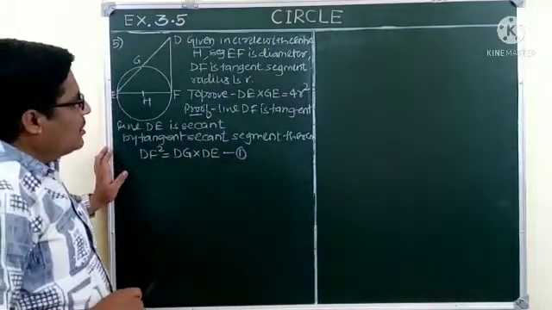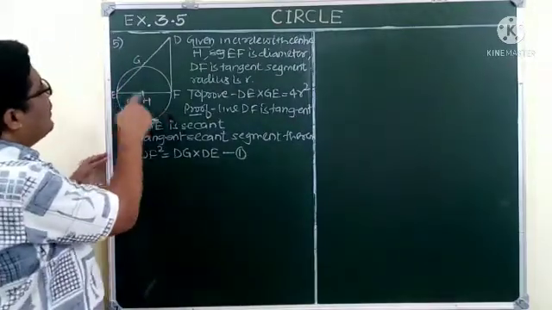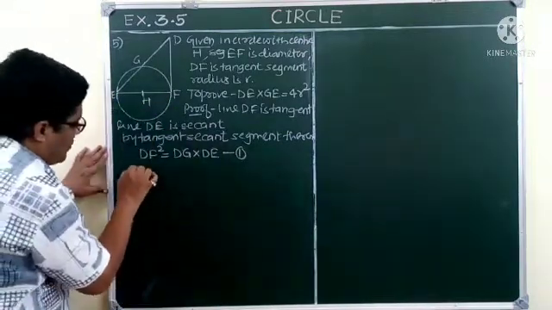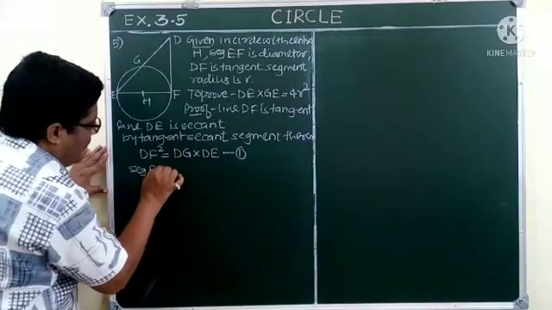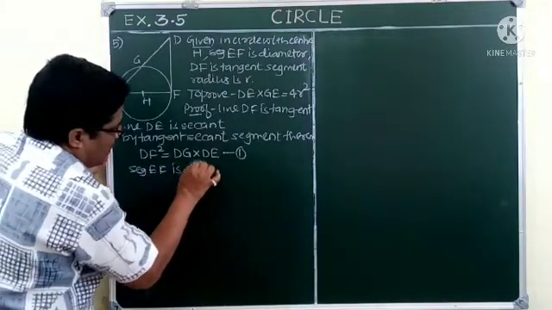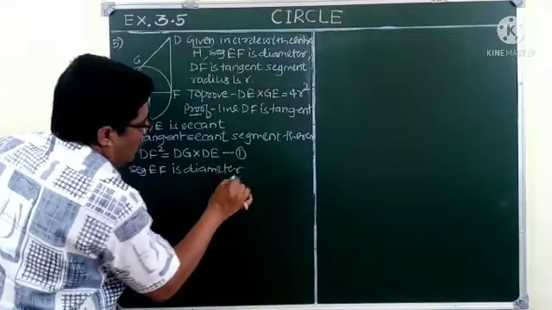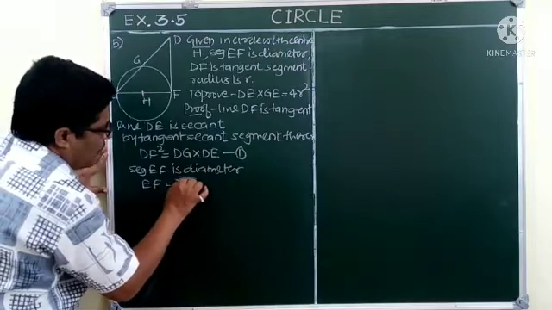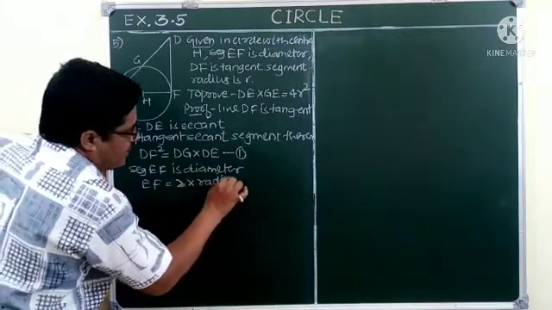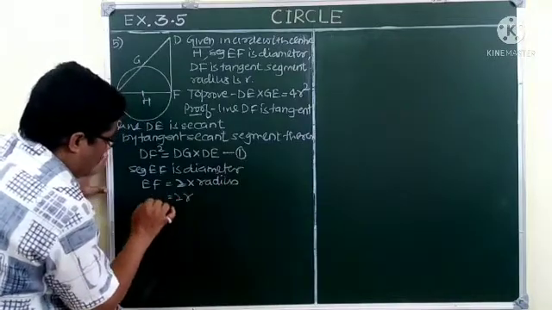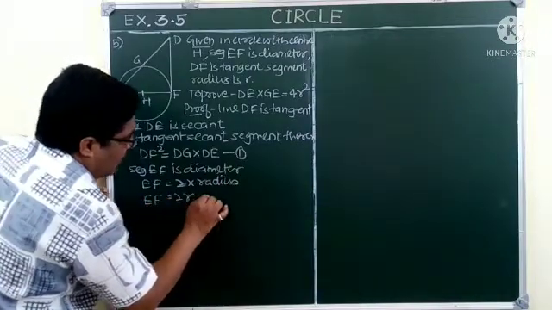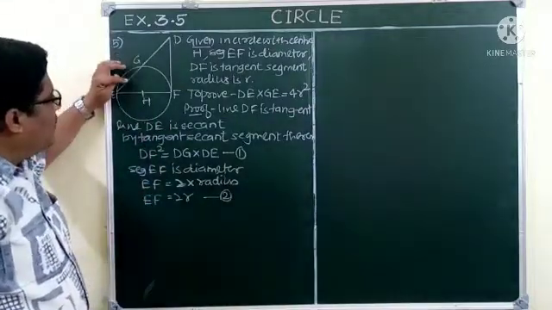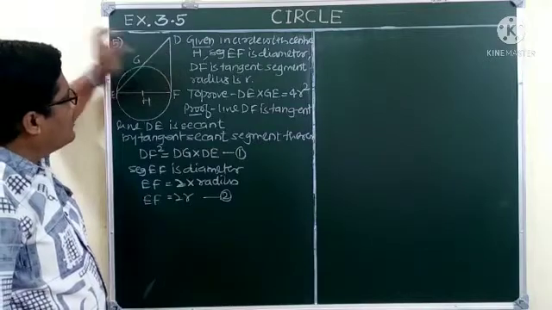हे झालं. यानंतर आता हा सेगमेंट EF is diameter. So segment EF is diameter. So EF is equal to 2 multiplied by radius. So is equal to 2r. So EF is equal to 2r. Now in the next step here we are going to show that this angle is right angle.